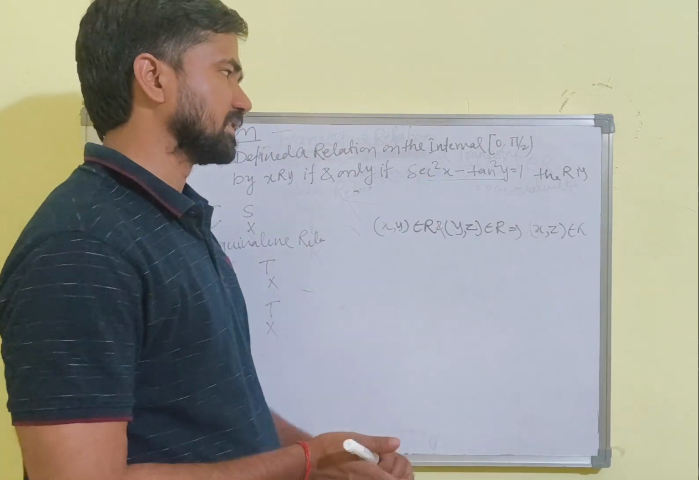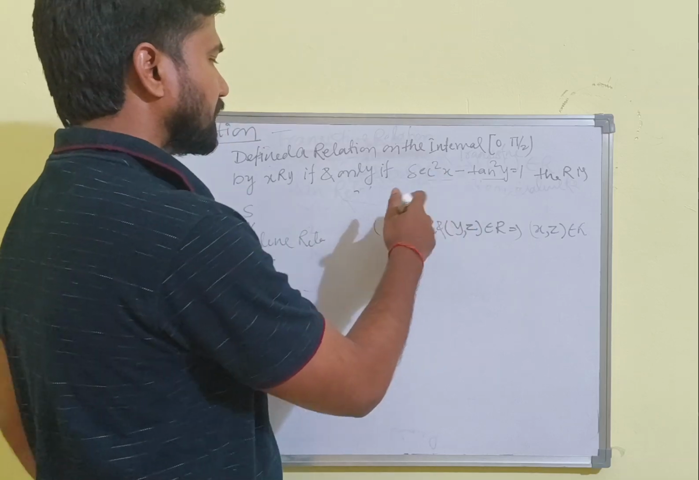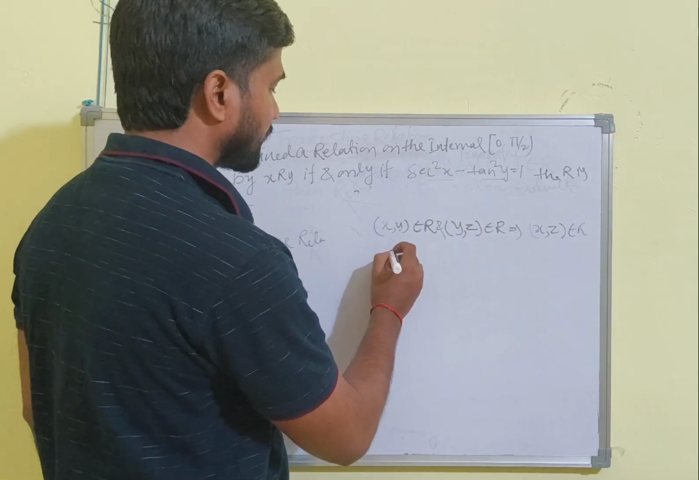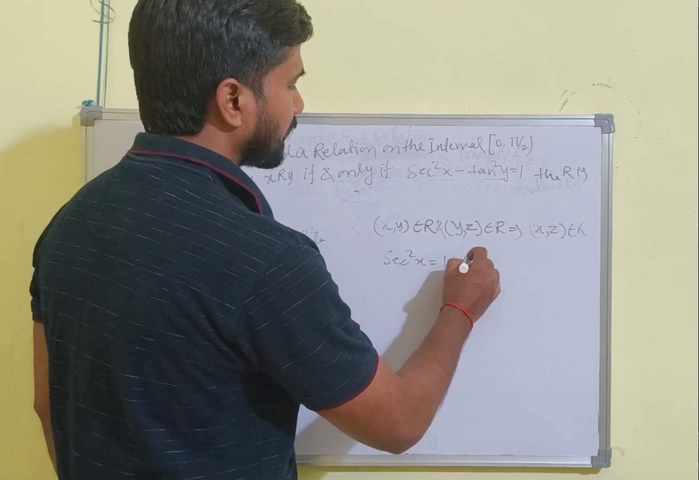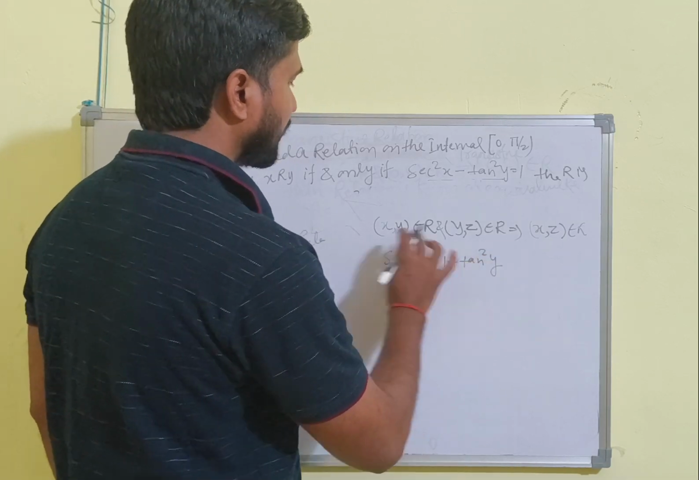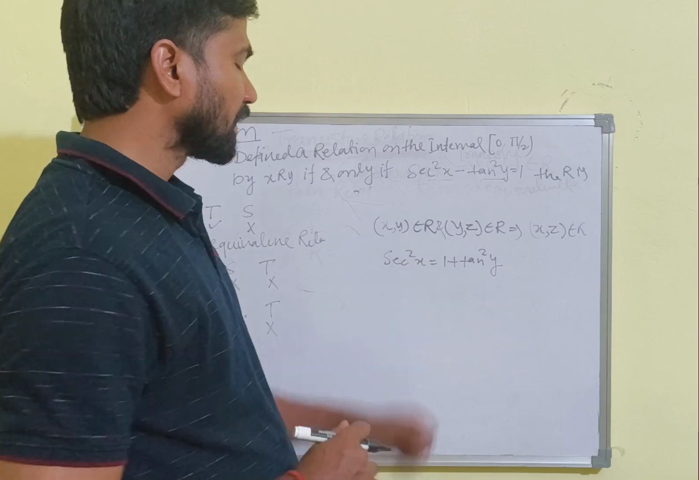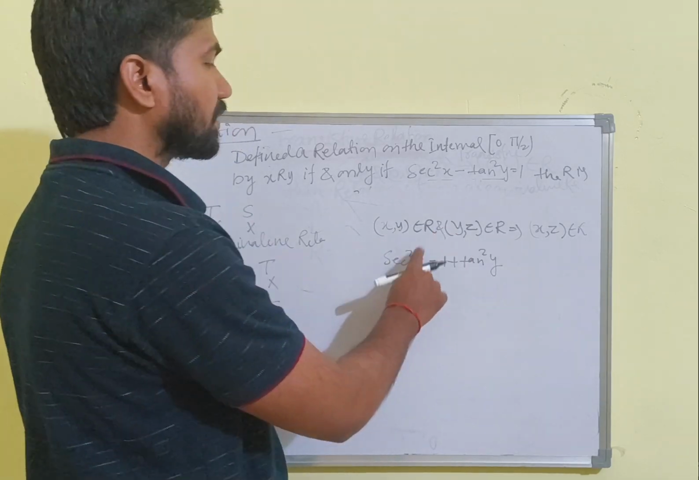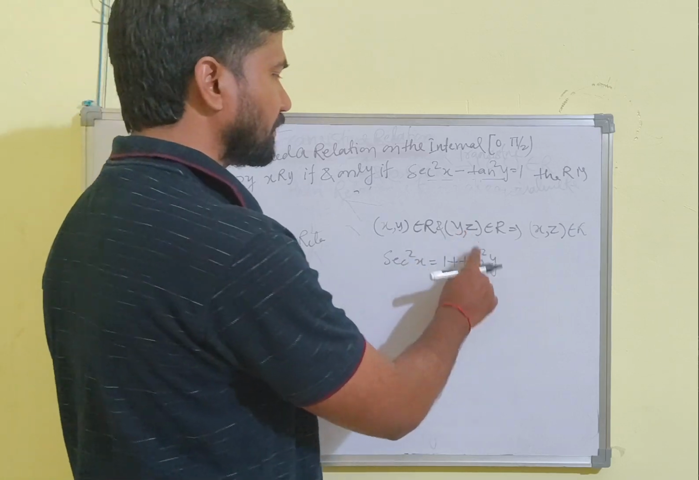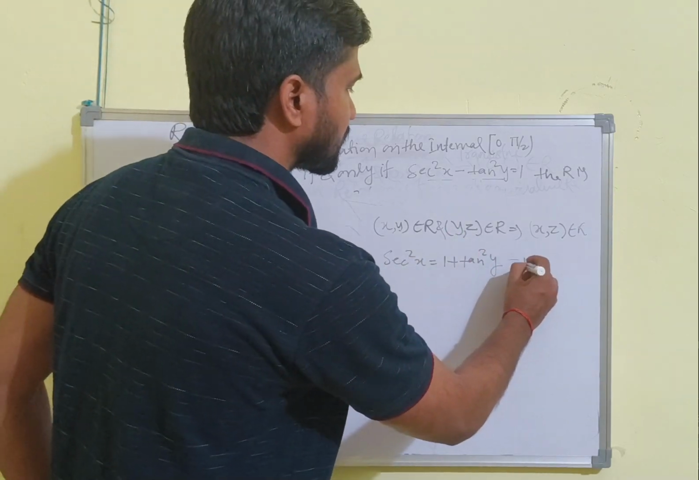So let's check for this. We know that sec square x equal to 1 plus tan square y, so (x, y) belongs to R. Now what does (y, z) mean? In the place of x we have to put y, and in the place of y we have to put z. So it is equation first.